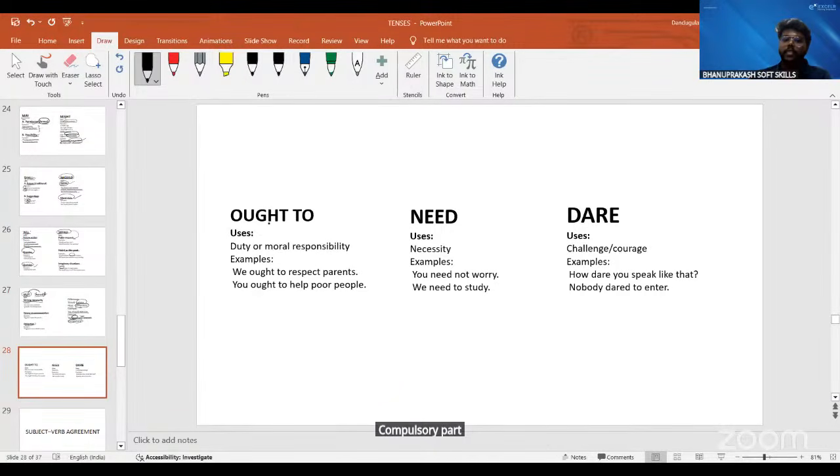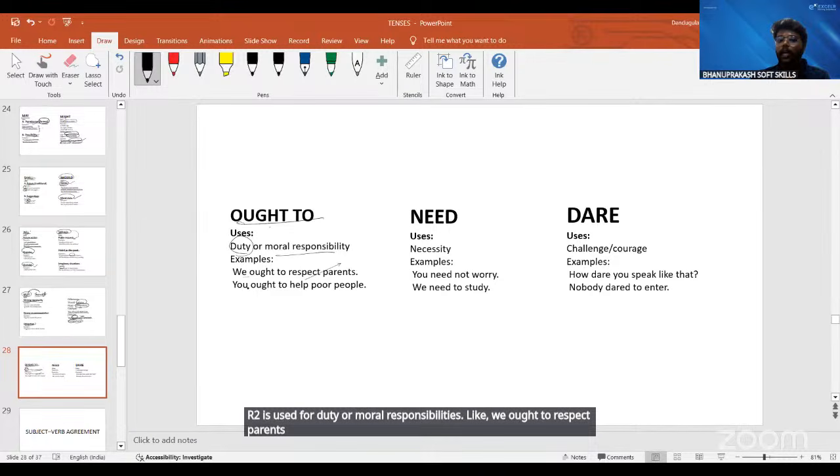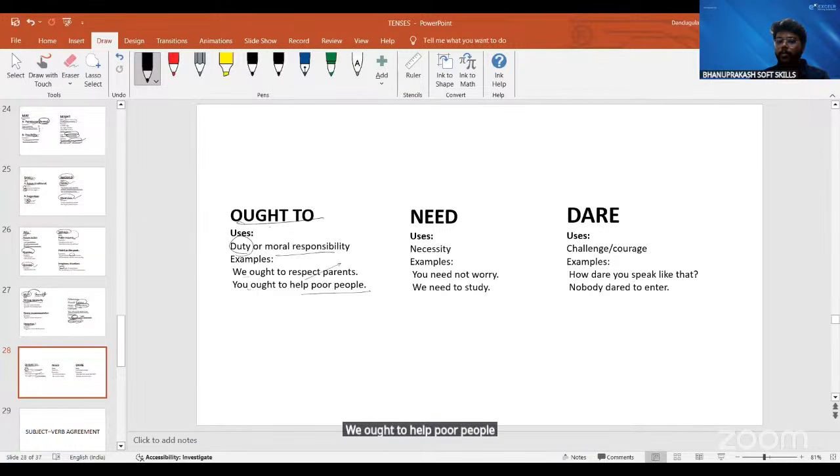And we do also have these kind of things like ought to. Ought to is used for duty or moral responsibilities. Like we ought to respect parents. We ought to help poor people. As this shows both respectfulness, dutifulness, and moral responsibility.